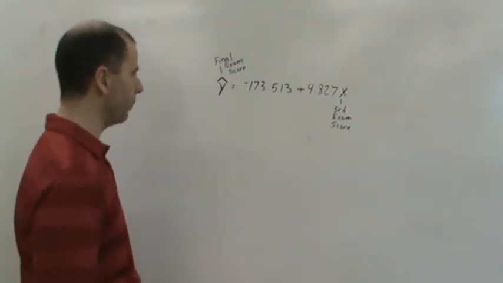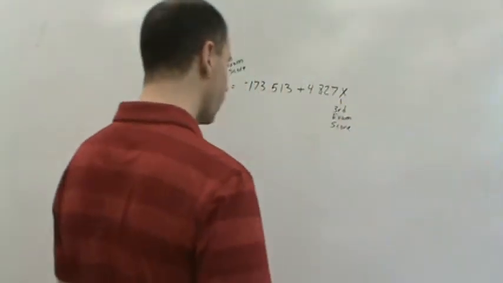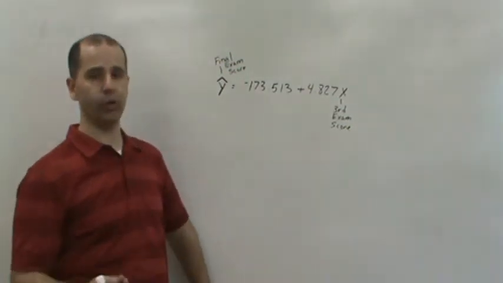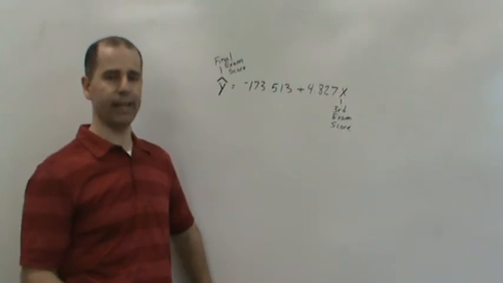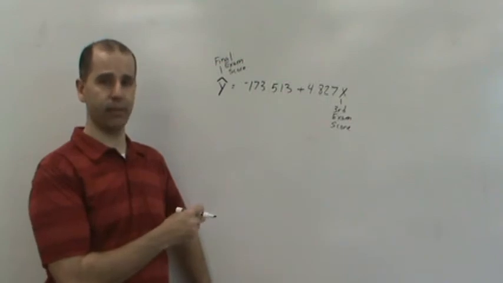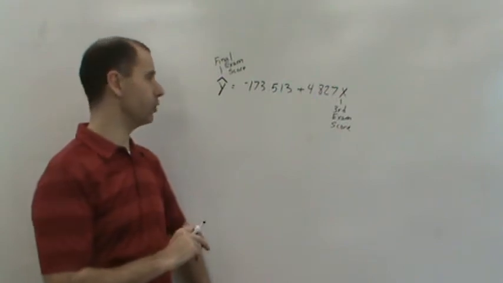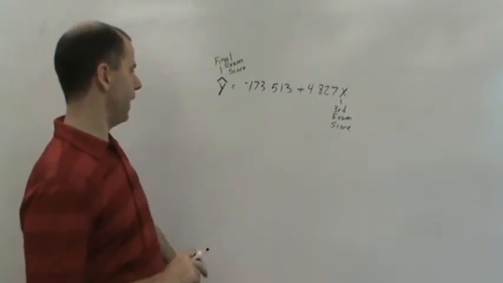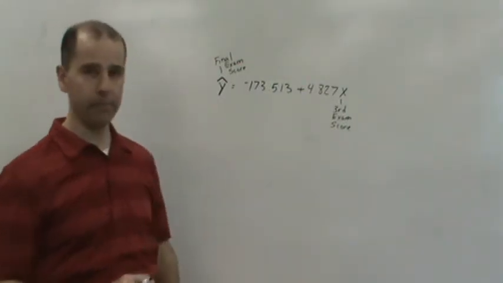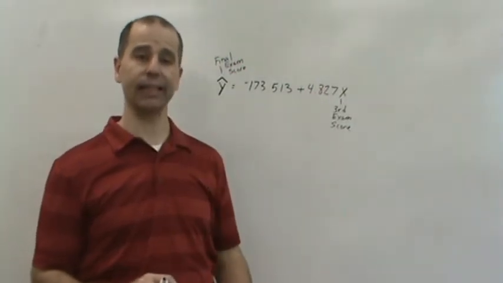Now, how do we interpret the slope and the y-intercept? We know that the definition of the y-intercept is the value of y when x is 0. That's the mathematical definition, but how do we interpret this in the context of the problem? That's going to be the key. We don't just say the value of y hat is negative 173.513 when x is 0. We don't talk like that. The way we talk is in context.